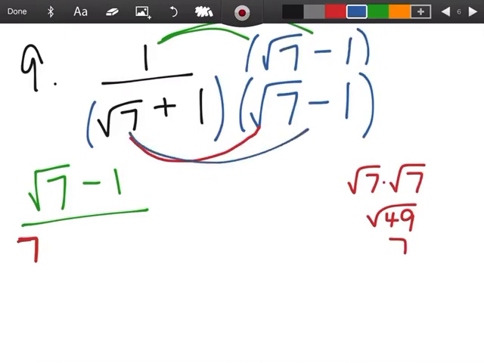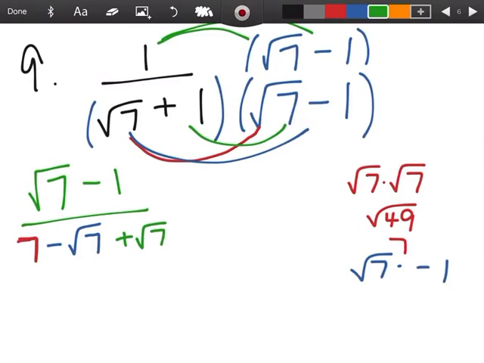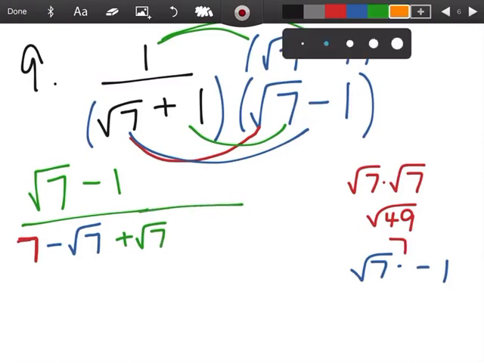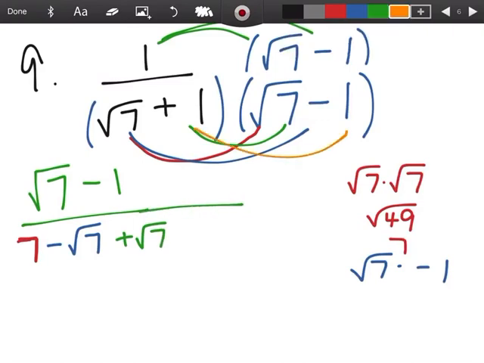Outer times outer. Root 7 times negative 1 is just a minus root 7. Minus 1 root 7. Minus root 7. Inner times inner. 1 times root 7 is plus 1 root 7, or plus root 7. And then last times last is 1 times negative 1, which is minus 1.